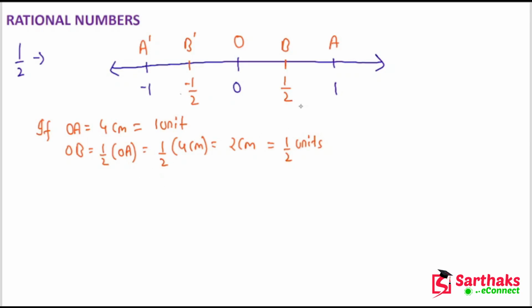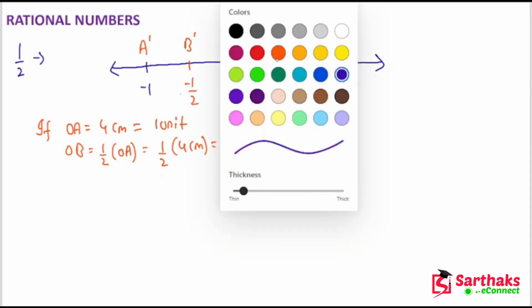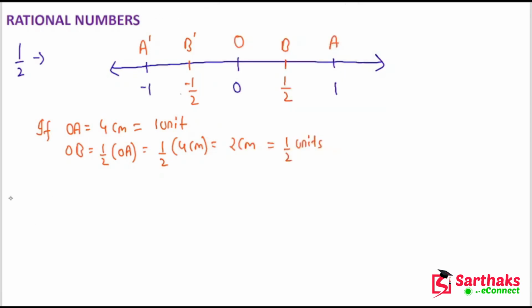Okay, but you can say that it was very easy because you have divided the section of the number line, that is the line segment OA. Clearly OA is a line segment because there are fixed points on the line. So you have divided the fixed points into half, so it was very easy. Let us take another example where we can represent 1 by 3. Now let us represent 1 by 3 on the number line.